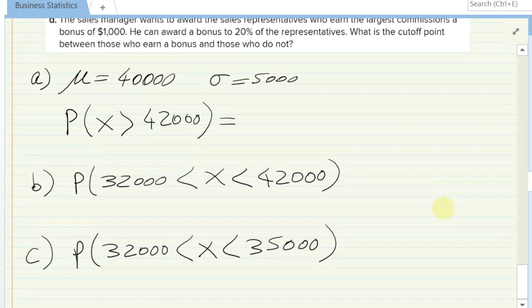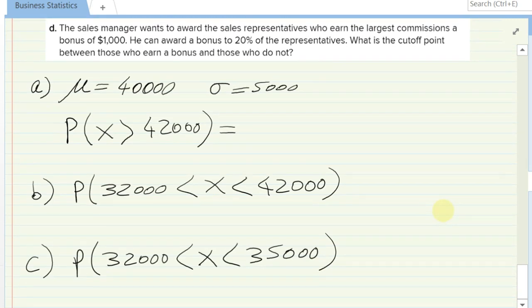And in part D, the sales manager wants to award the sales rep or reps who earn the largest commission a bonus of $1,000. Good for them. He can award the bonus to 20% of the representatives. What is the cutoff between those who earn a bonus and those who do not? So the cutoff is 20%. So you want the top 20% to earn the bonus. The key is that top 20% means to the right.